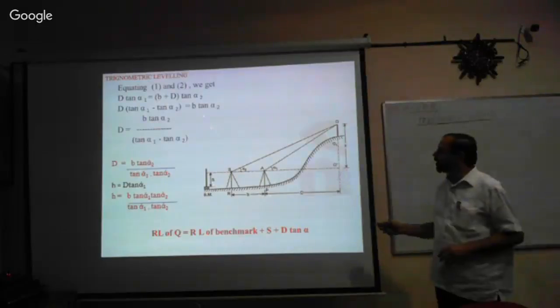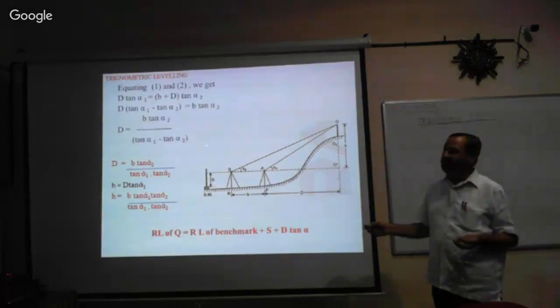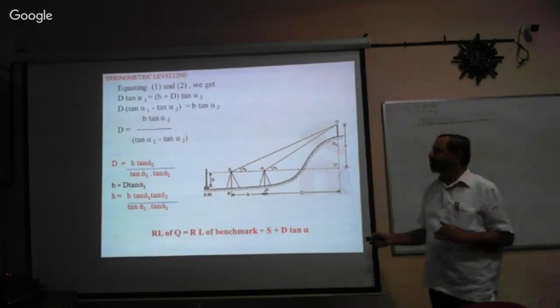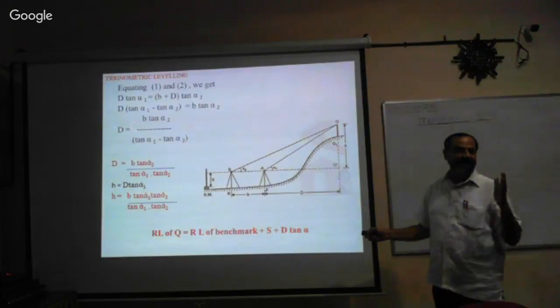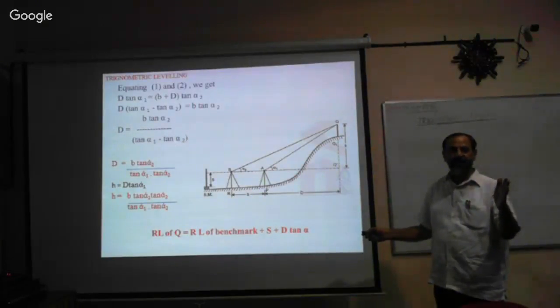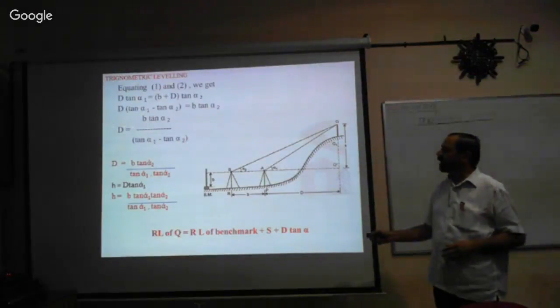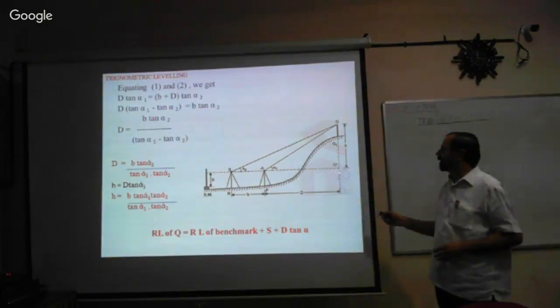D anyhow we have already calculated from this. B is the known distance. Alpha 1 we have measured, isn't it? And alpha 2 also measured, isn't it? We have measured this and just substitute this here. We will get the distance between the instrument station and the object. We can calculate the D. After calculating the D, now we can calculate the height of the object above the instrument axis.